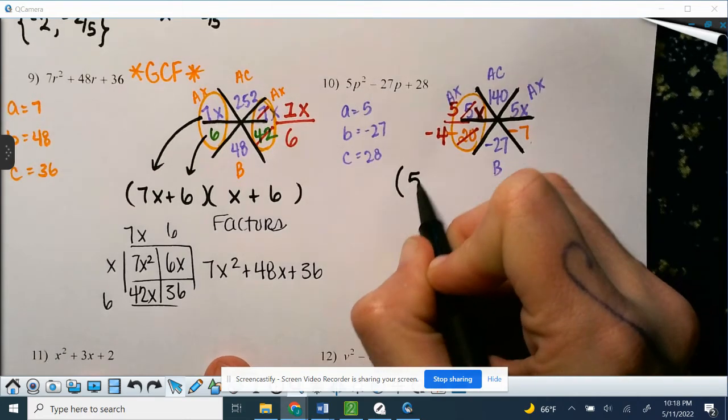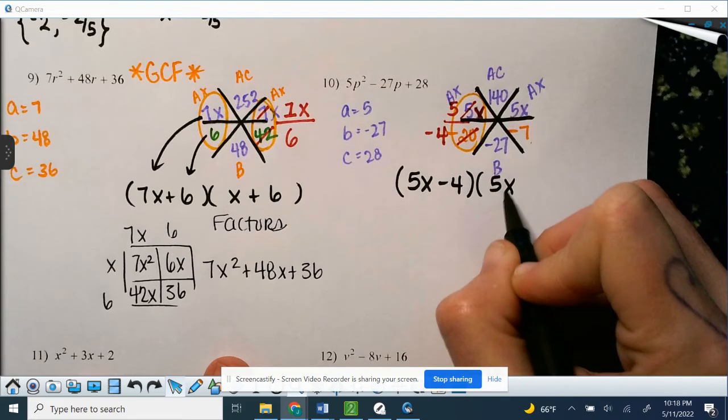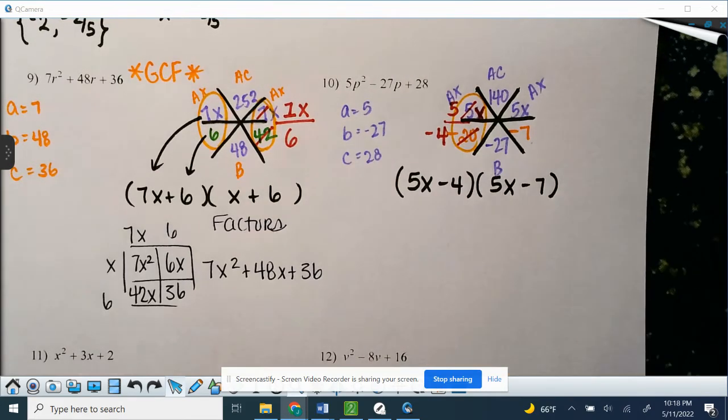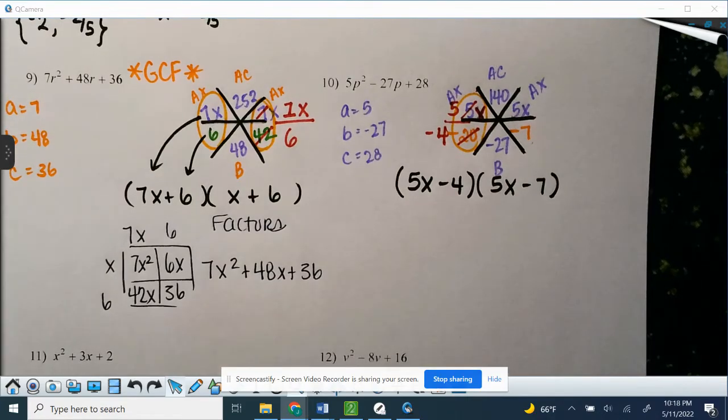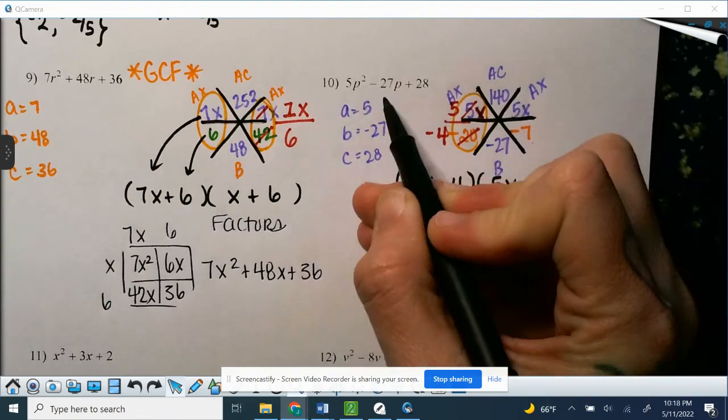So it's going to be 5x minus 4 and 5x minus 7. And again, multiply those together. For the sake of the time of this video, not using up too much of your time, you do want to check and make sure that it is correct. If it was a multiple choice question, you can always work backwards as well. But always want to check, whether it be by FOILing, box method, distributive property, or putting it in the calculator and seeing the graph on top of that.